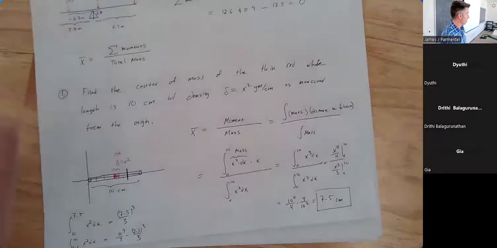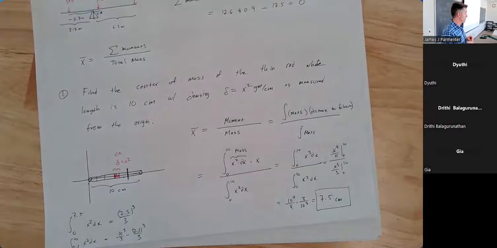Okay, so if you know the things that have weight on each side, would the center of mass be where it's equal, like it's not moving? Yeah. Okay.